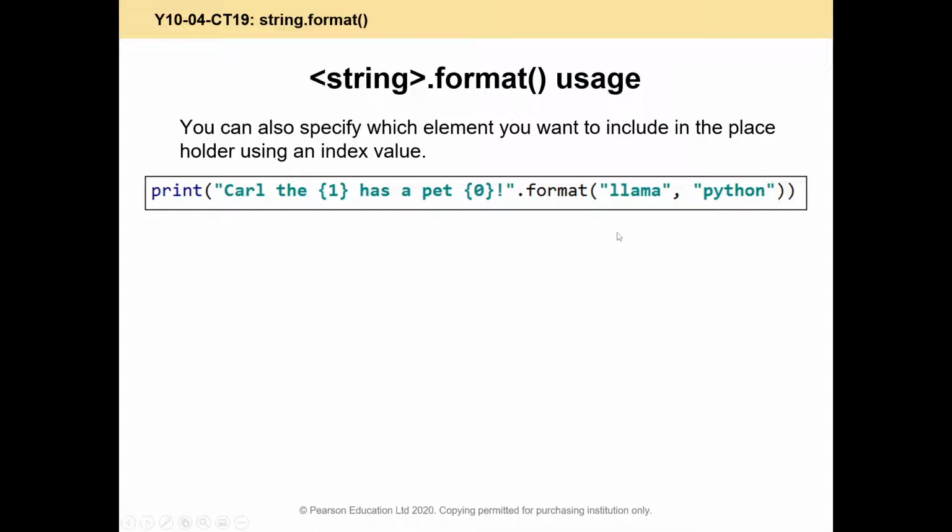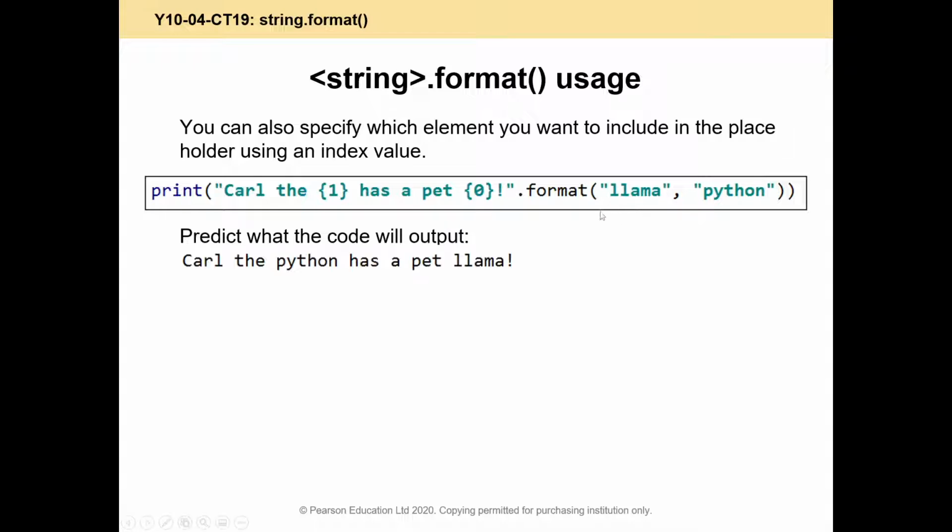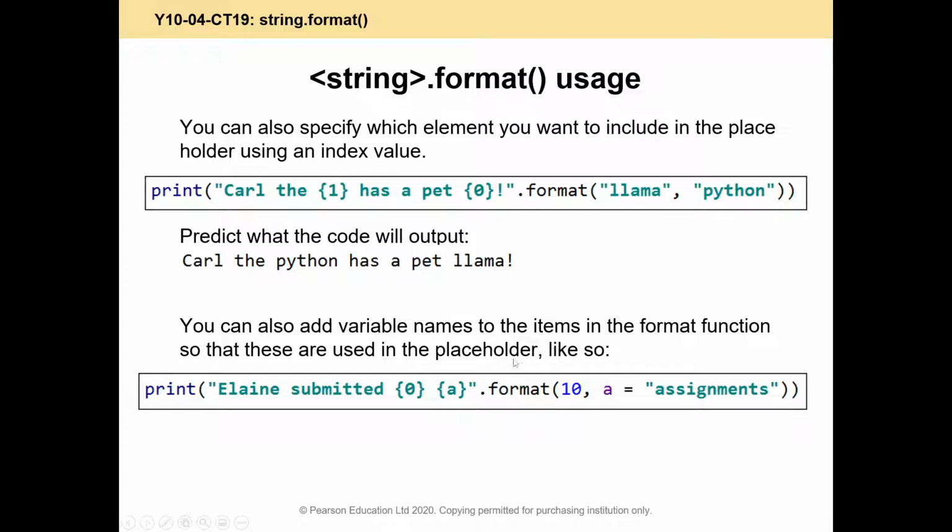But we can also do some clever stuff in here. If you really wanted to, you can put the order in. So you can say Carl the, and then the value at position 1 has a pet, and then the value at position 0. This is really irritating and stupid. I don't know why anyone would want to do this, but it's possible. So it's not going to say Carl the llama has a pet python. It's going to say Carl the python at position 1 has a pet llama at position 0, because we can say the position. Again, that's not particularly helpful yet.